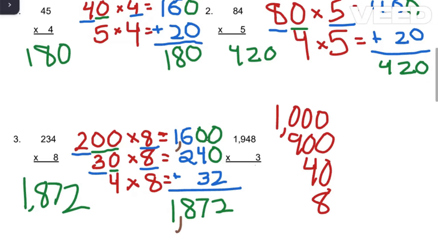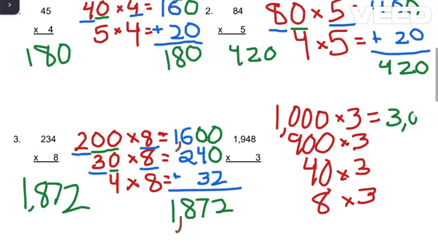All right, so we're going to multiply each of these numbers by 3 because we're multiplying 1,948 times 3. So let's multiply 1,000 by 3. Some of you may already know that. Let's multiply 900 by 3. Let's multiply 40 by 3. And let's multiply 8 by 3. Okay. And it turns out that 1,000 times 3 is 3,000. If you are unsure about why it's 3,000, we know that 1 times 3 is 3, and we have 3 zeros here, so we'll add 3 zeros at the end of our answer.